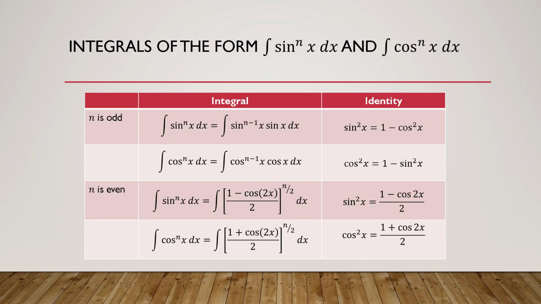We can now generalize an integration strategy that will work for powers of sine and cosine. For sine and cosine to the n, where n is odd, split the trig function and use the form of the identity sine squared x plus cosine squared x equals 1. When n is even, use the identity sine squared x equals 1 minus cosine 2x over 2, and cosine squared x equals 1 plus cosine 2x over 2, and substitute, being careful to leave the identity to the correct power.